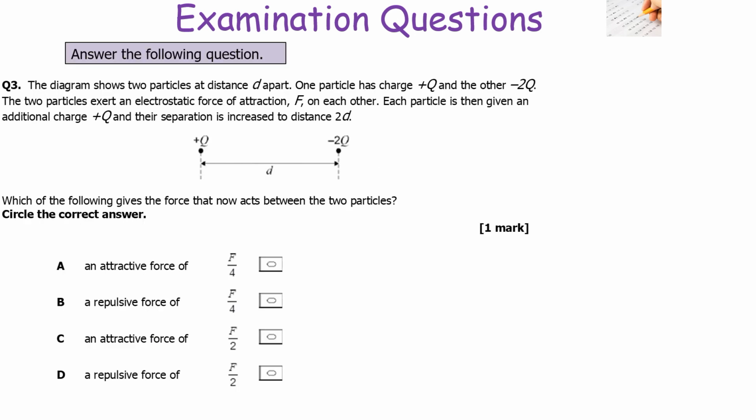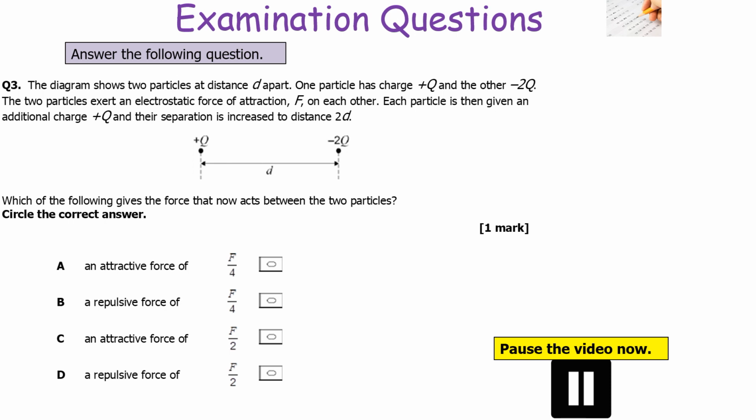The next question says, the diagram shows two particles at a distance d apart. One particle has a charge plus q and the other has a charge of minus 2q. The two particles exert an electrostatic force of attraction F on each other. Each particle is then given an additional charge of plus q, and then their separation is increased to a distance of 2d. Which of the following gives the force that now acts between the two particles? So pause the video now, then unpause the video when you want to go through your answer.